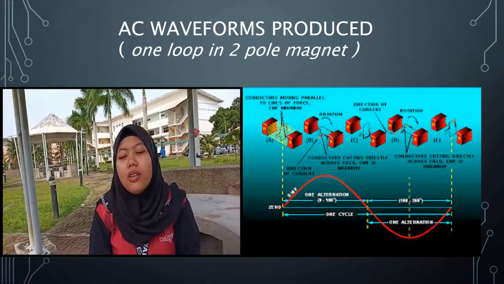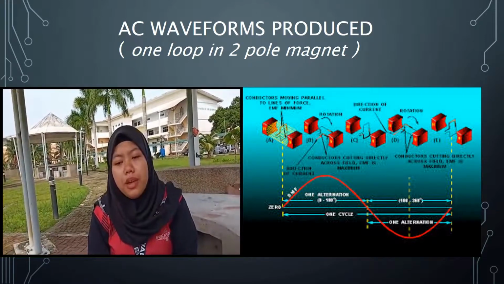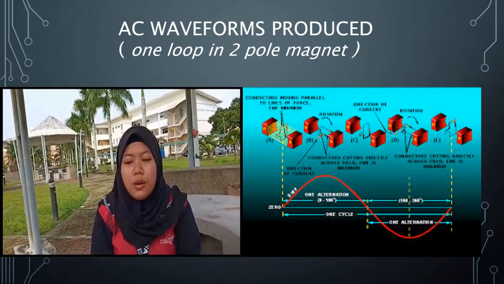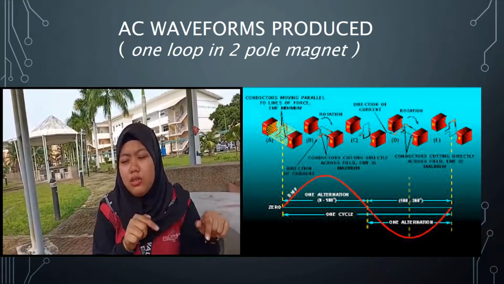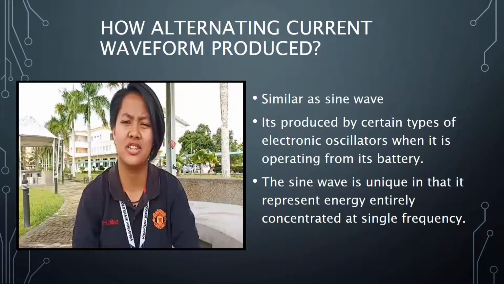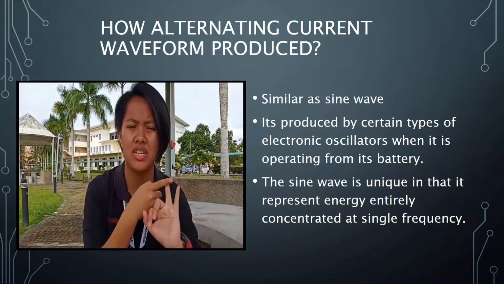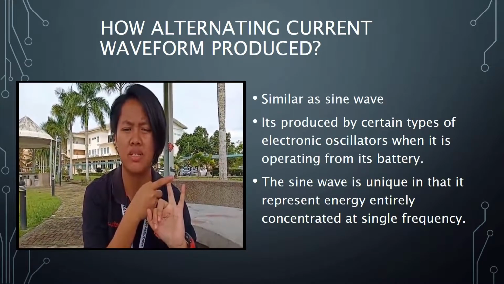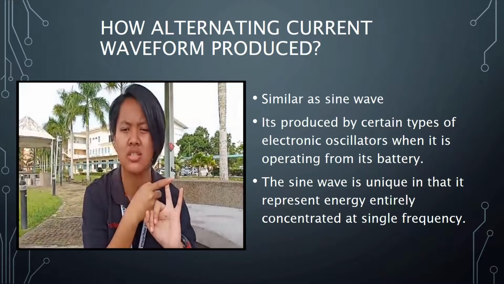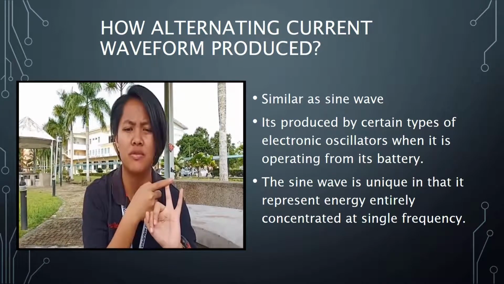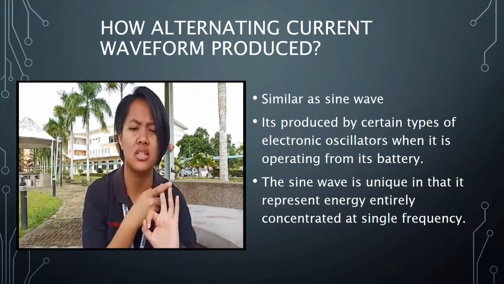Current waveform produced. First, it is similar to a sine wave. Second, it is produced by certain types of electronic oscillator when operating from its battery. Third, the sine wave is unique in that it represents energy entirely concentrated at a single frequency.